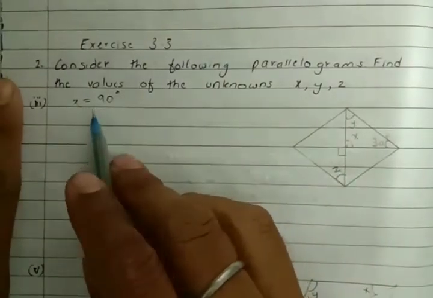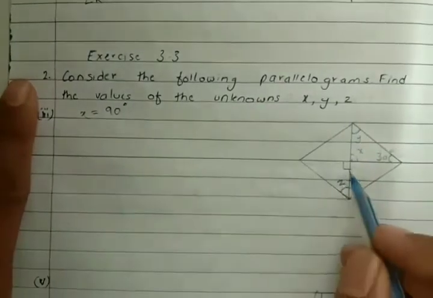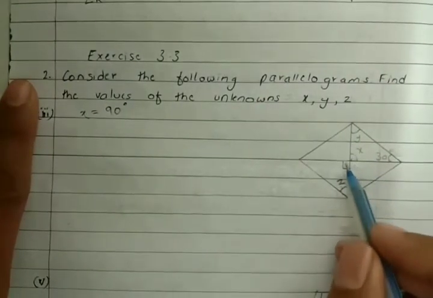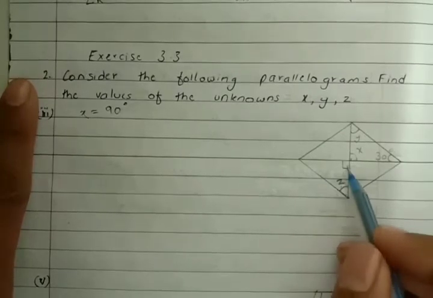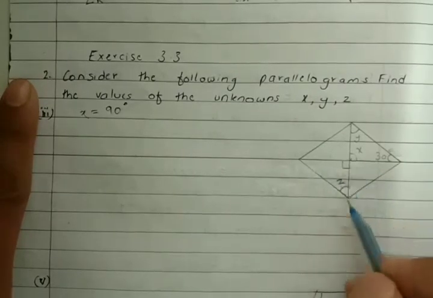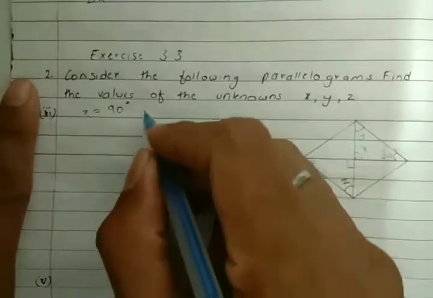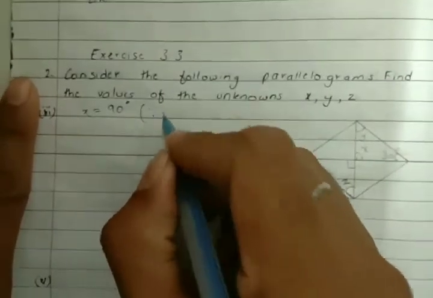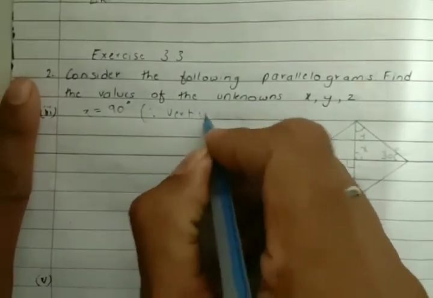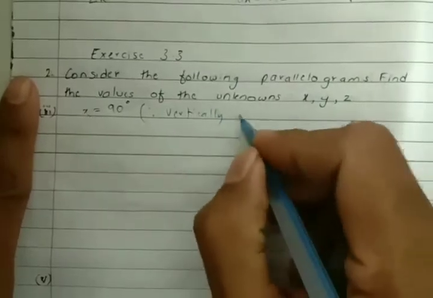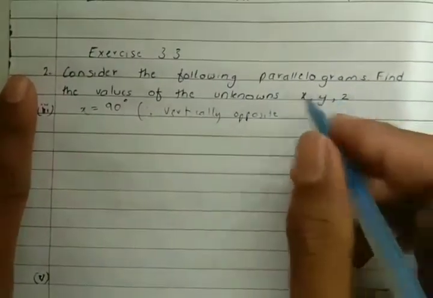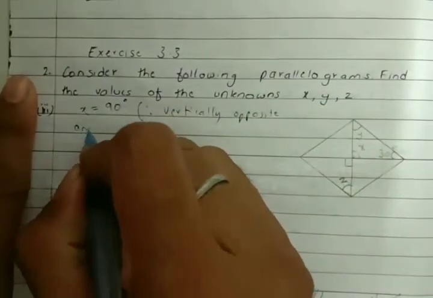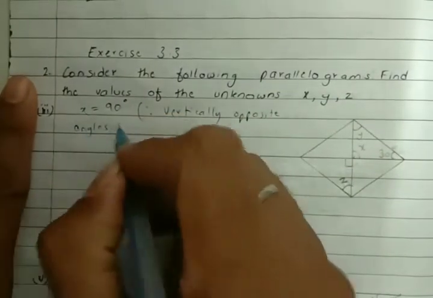X is equal to 90 degrees. How did you get X equal to 90? Since the vertically opposite angle is 90 degrees, it is perpendicular. This line is perpendicular to this one. So we will have to write the reason. Because of vertically opposite angles, right?